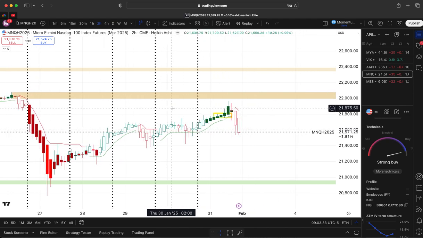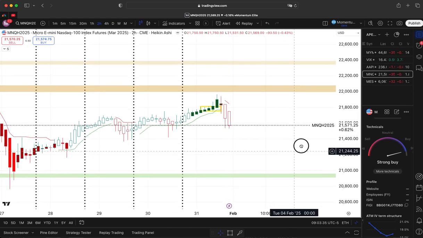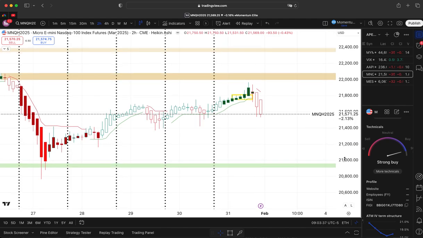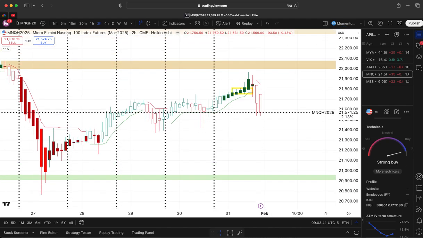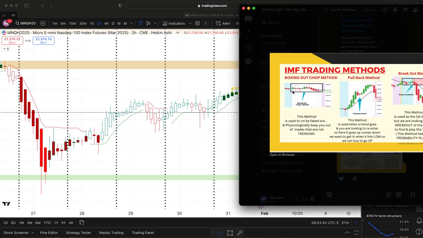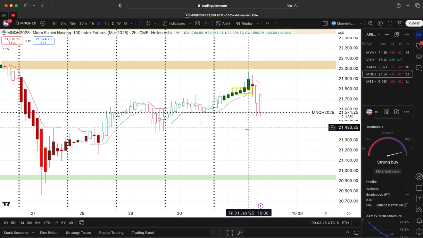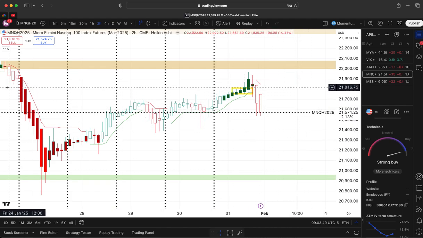Okay, so when you're looking at the 2 hour, this is my direction view. I'm looking at the 2 hour for direction. Okay, so if we say we have a chop method, I'm not going to read left to right. I want to read right to left.